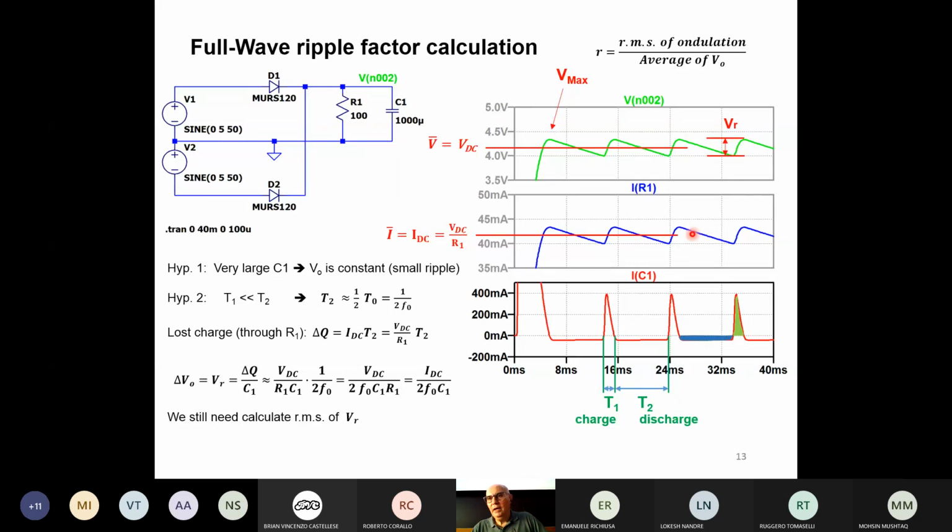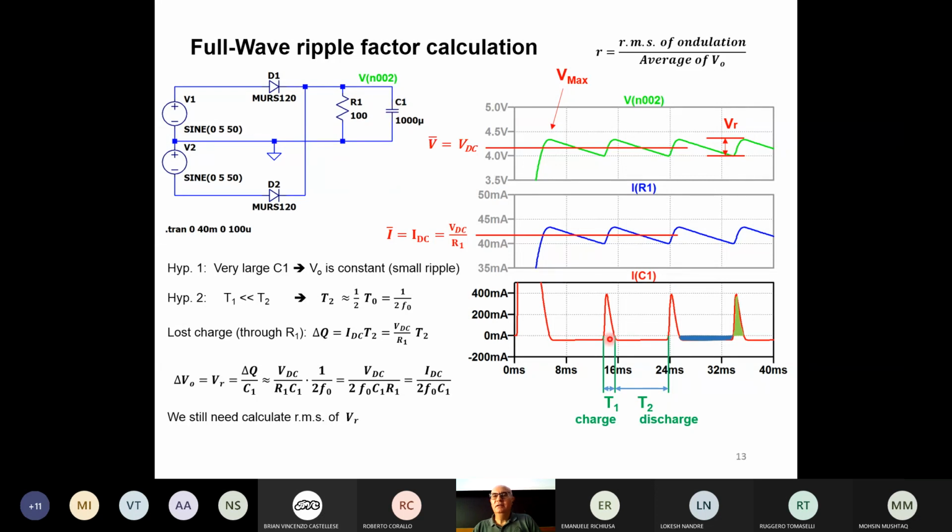I did not indicate here. We can also consider a current ripple if you want, but this is not important in this part of our talk. So I do not indicate this current ripple. On the bottom, we have IC1, that is, again, the current on the capacitor.